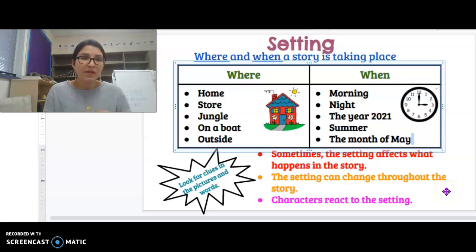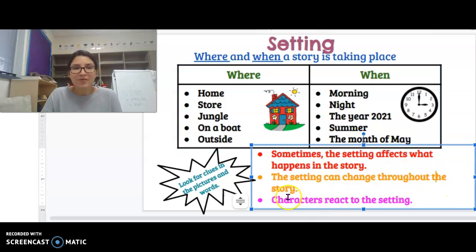So we can have very different settings. It can be underwater, at night, right? It could be in the morning on the top of a castle. Setting can be so many different things, but here's just a few examples. So let's think about it. Why is setting important to the story? I'll give you a moment to think about that. Do we need a setting whenever we're reading a story?